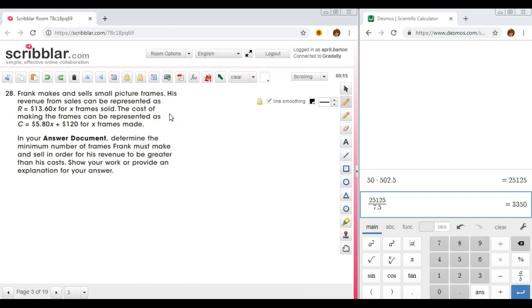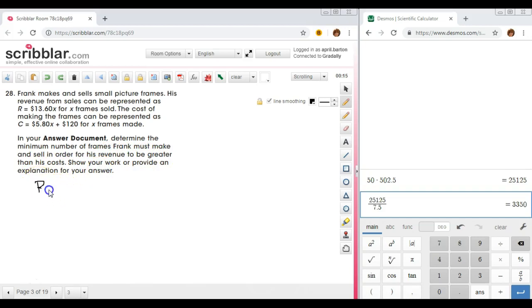So there's revenue, there's cost, and there's profit. Profit is the money you actually made, because you have to cover all of the costs first, and then there's the extra left over. That's your profit. So the cost of making the frames can be represented as C equals 5.80x plus 120 for x frames made. In your answer document, determine the minimum number of frames Frank must make and sell in order for his revenue to be greater than his cost. Show your work or provide an explanation for your answer.